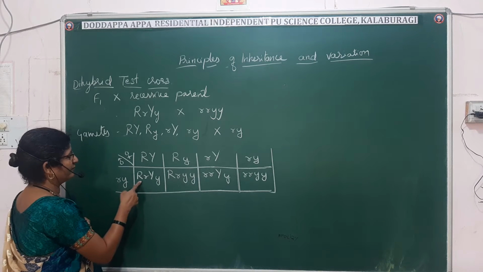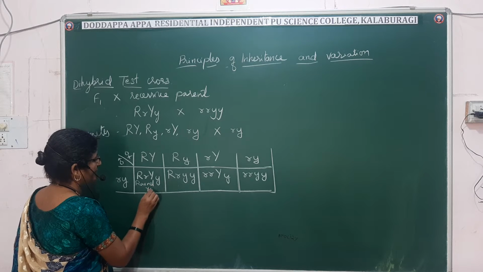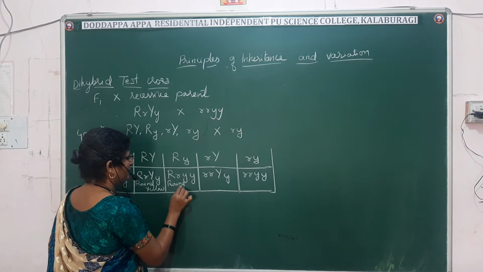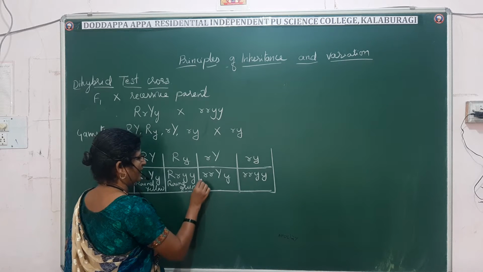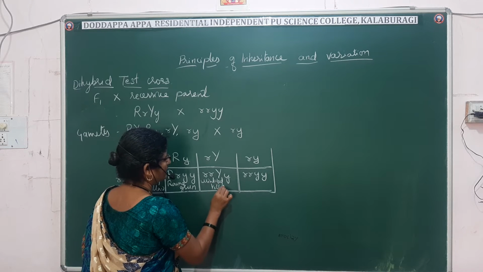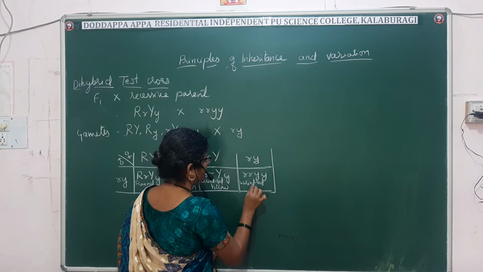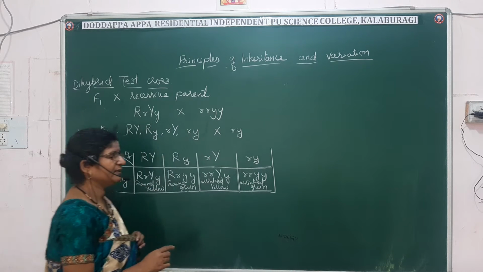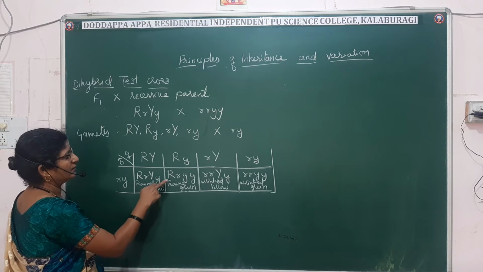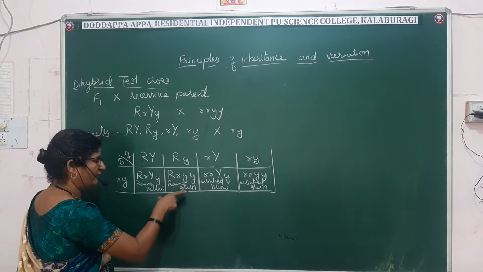Now let me write the phenotype. Round, yellow, round, green, wrinkled, yellow, wrinkled, green. So here all the types you will get 1. Round yellow you got, round green, wrinkled yellow and wrinkled green. All 4 you will get.